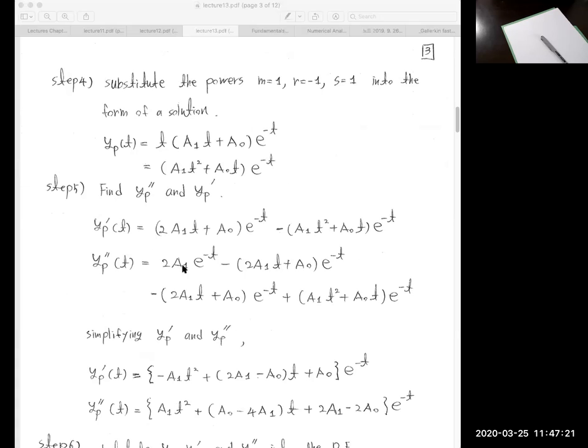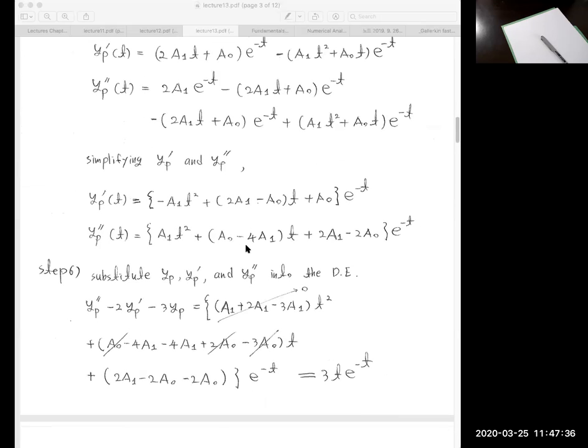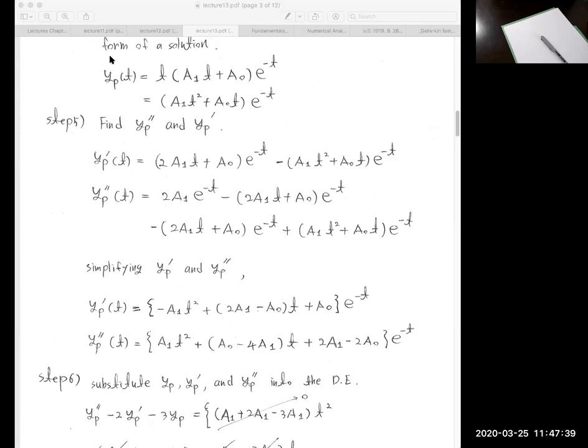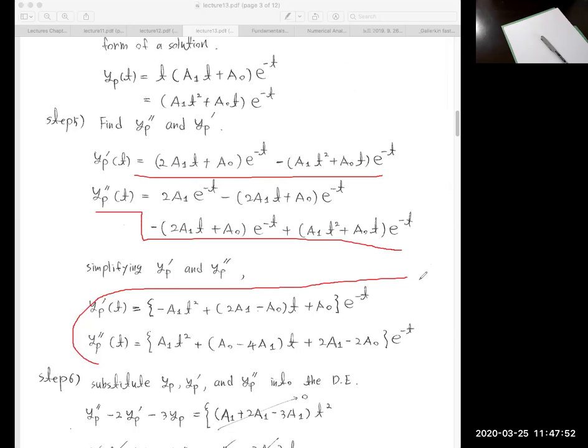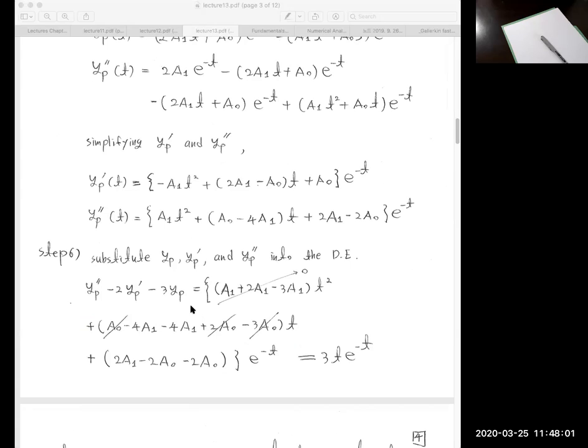So we find the derivative YP prime and then the second derivative YP double prime. Let me skip it because this is nothing but basic algebra and calculus. Once we figure out YP prime, which is this, and YP double prime, which is this, and simplify, we got this right there. Now plug them into the left-hand side of the non-homogeneous differential equation, and finally we're going to get this.